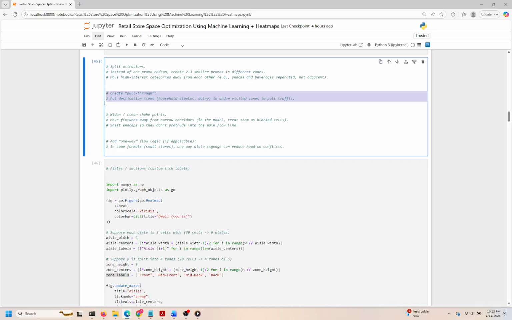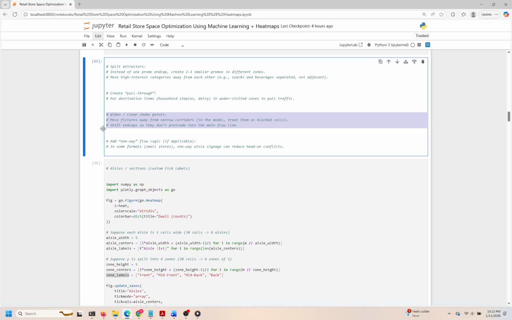Another crucial component is addressing choke points in the store layout. By moving fixtures away from narrow corridors, we can eliminate blockages that slow down customer flow. The model treats these congested areas as obstacles, so shifting end caps to avoid protrusion into main traffic paths is vital for creating a smoother shopping experience. Additionally, for certain store formats, implementing one-way flow logic can greatly reduce head-on conflicts, especially in smaller spaces. Clear signage can guide shoppers along a designated path, making navigation easier and more efficient.